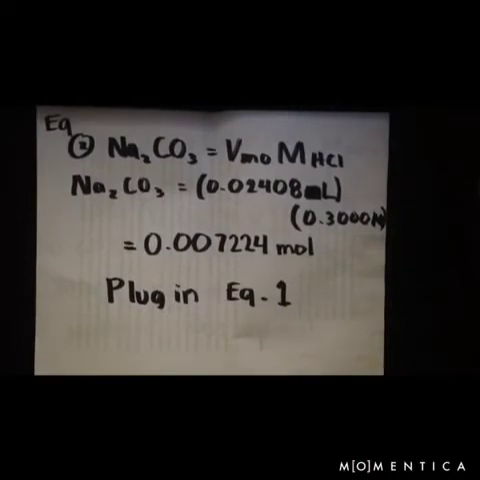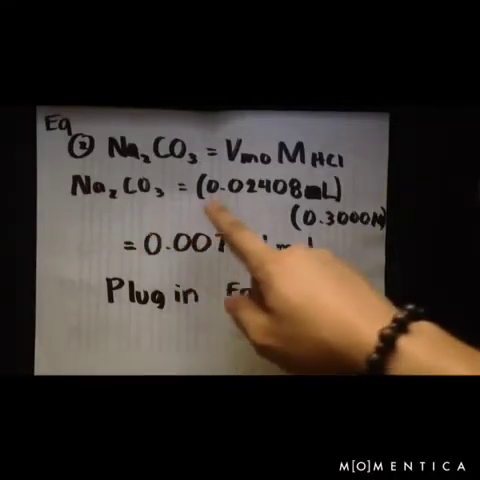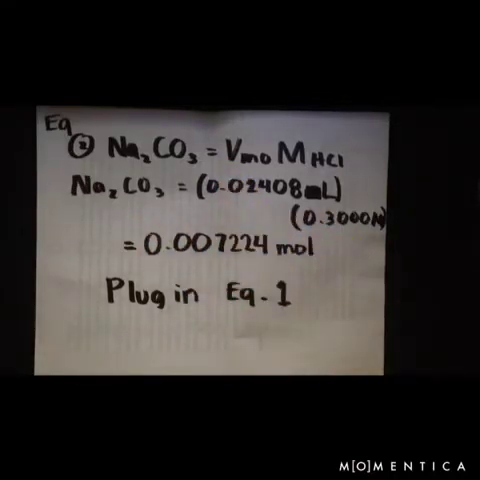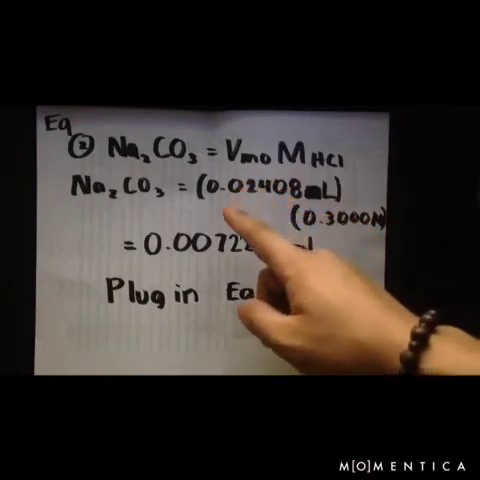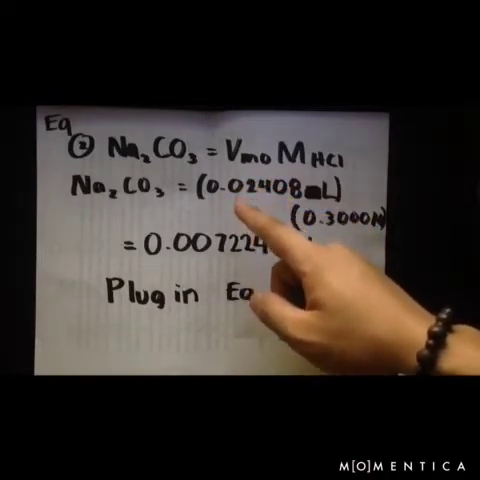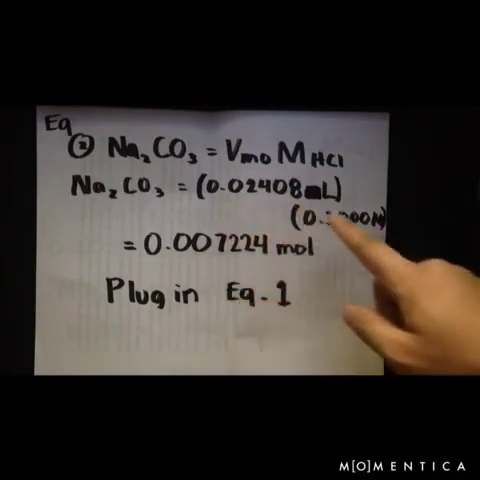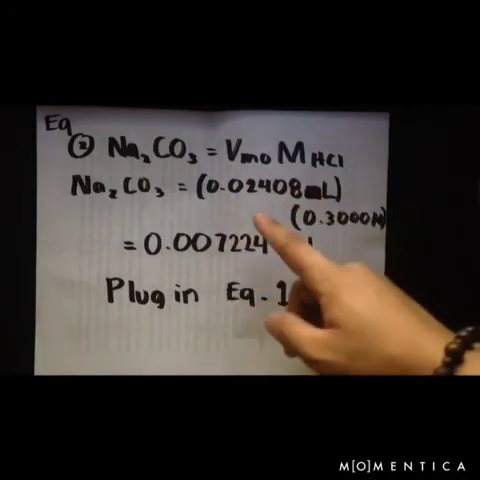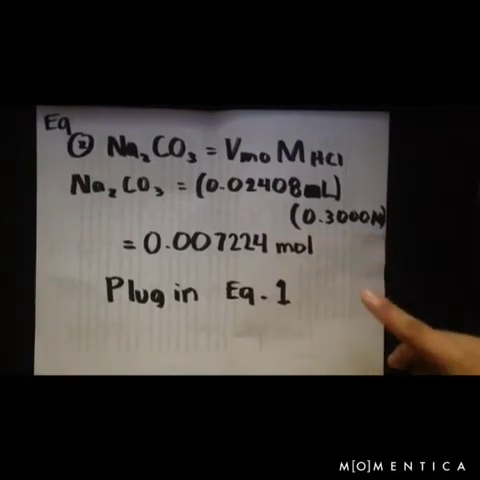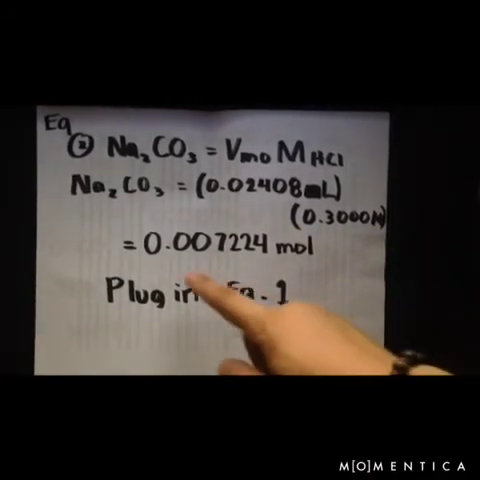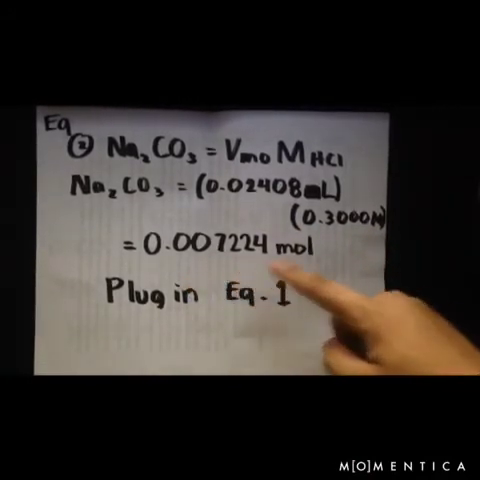Next thing to do is to plug in the values. Sodium carbonate is equal to the volume of the acid used with the indicator methyl orange, 0.02408, times the molarity of hydrochloric acid, 0.3. The answer is 0.007224 mole.